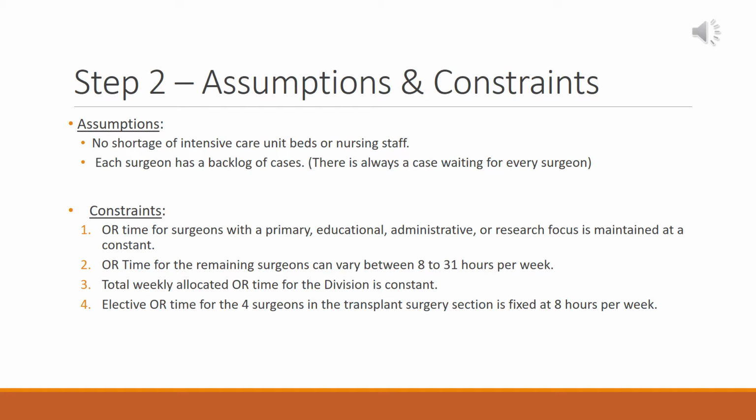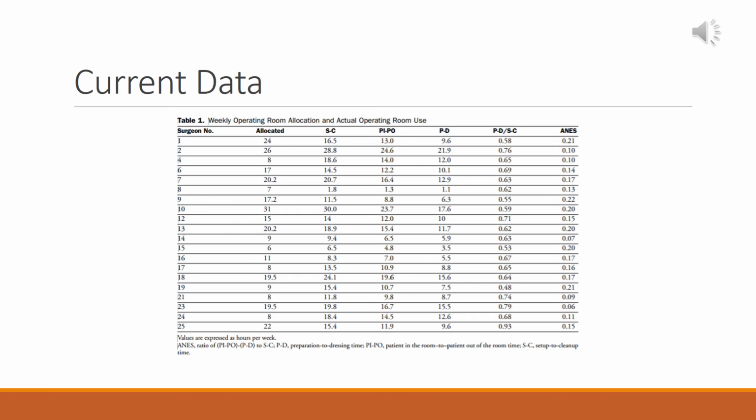In addition, the medical center required the following four constraints to be met. First, the operating room time for surgeons with a primary educational, administrative, or research focus was always constant. Second, OR time for the remaining surgeons was between 8 and 31 hours per week. Third, total weekly allocated OR time was constant. And fourth, elective operating room time for the 4 surgeons working in transplant surgery was set to 8 hours per week.